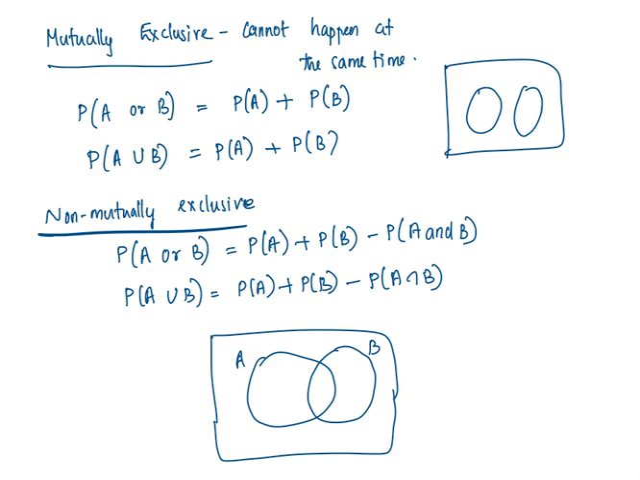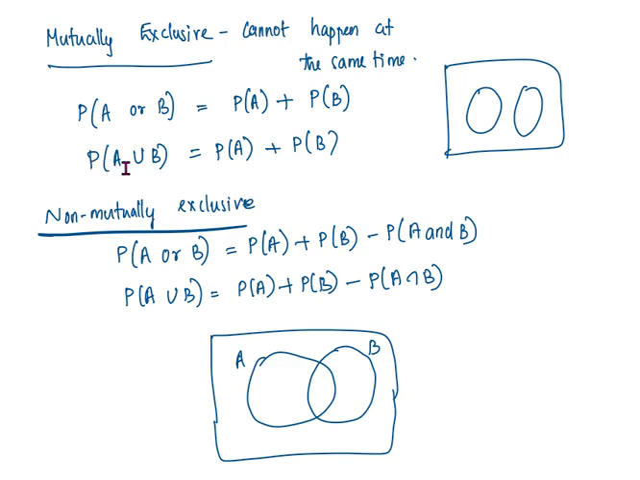Recap of probability, what all you need to remember. The first one is mutually exclusive events. Mutually exclusive events means they cannot happen at the same time. So whenever they give you a question on two events, you have to see whether it is a mutually exclusive event or not. If it is a mutually exclusive event, then P of A or B will be equal to P of A plus P of B.